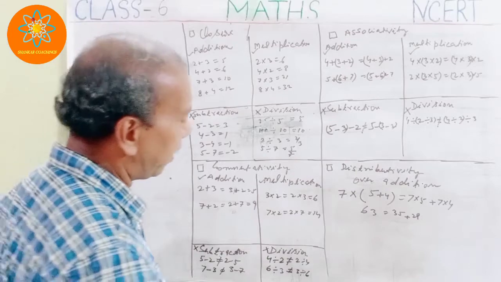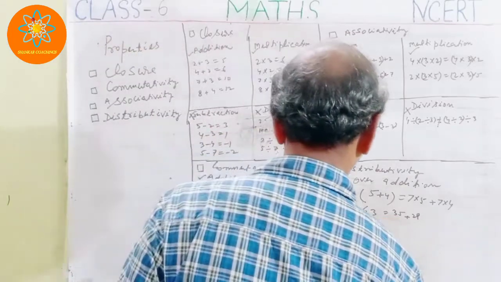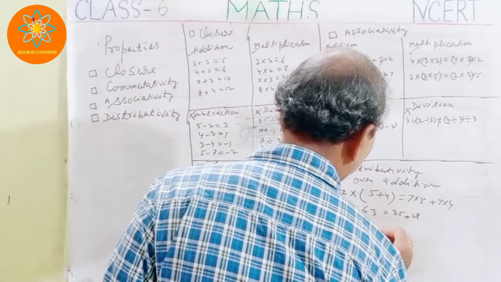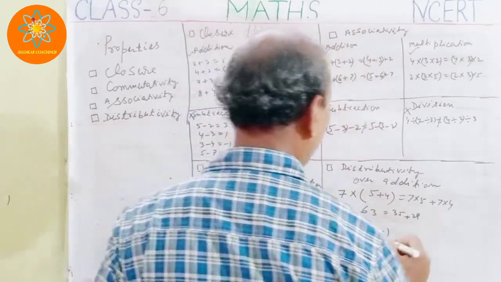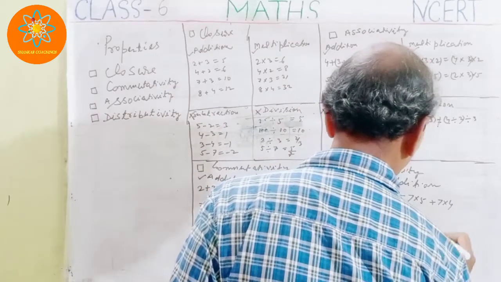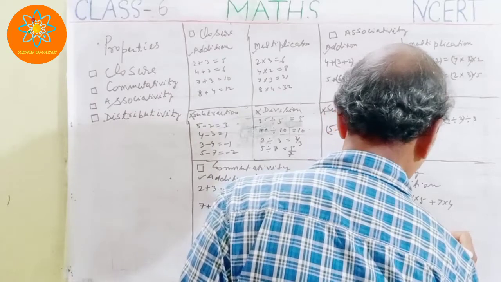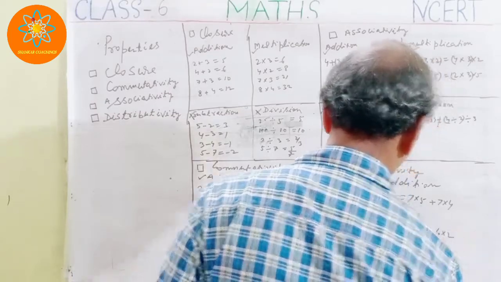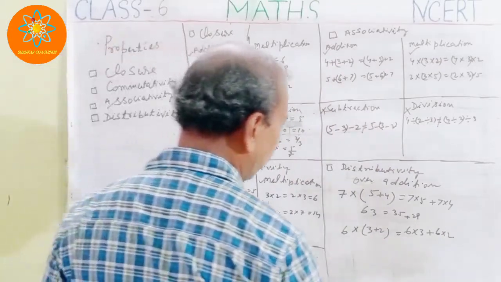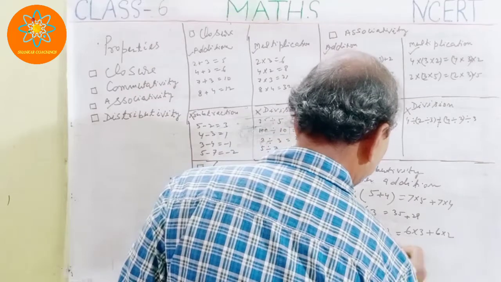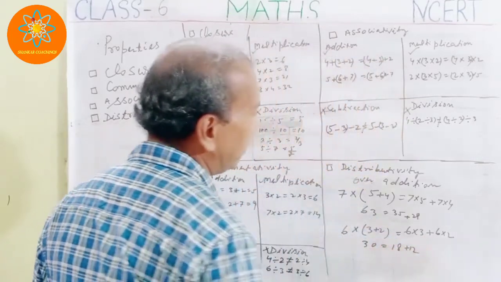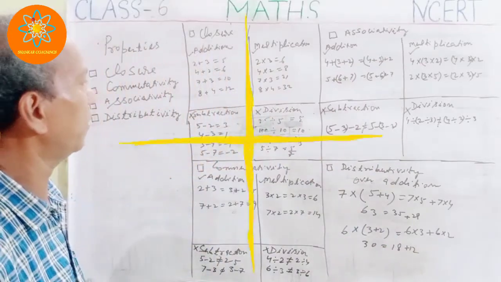I am taking one more example. Let's suppose I have 6 into 3 plus 2. So how much will it be? It is your 6 into 3 plus 6 into 2. So 3 plus 2, how much? It is 5. So 5 into 6 is 30. 6 into 3 is 18 plus 12. So it is 30 and 30. So this is the distributive property.